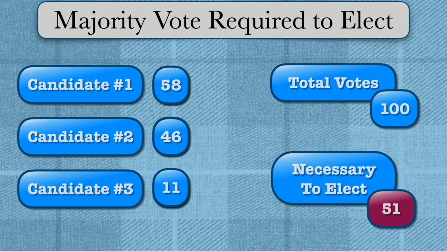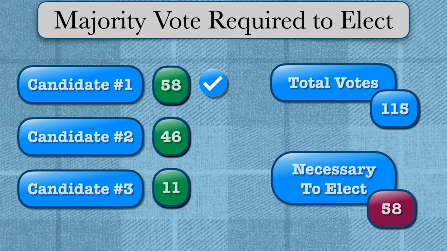Did candidate number 1 win this time? Don't be too quick to answer because we don't know yet. We can't use the magic number from last time. We have to count all the votes again. And when we add all these up, we now get 115, and that gives us a new necessary to elect number of 58. So, did candidate number 1 win the election this time?